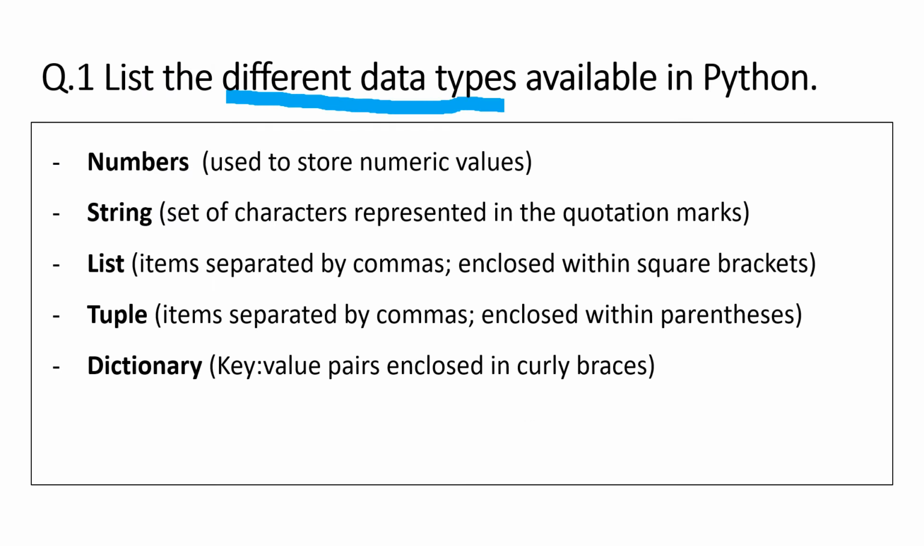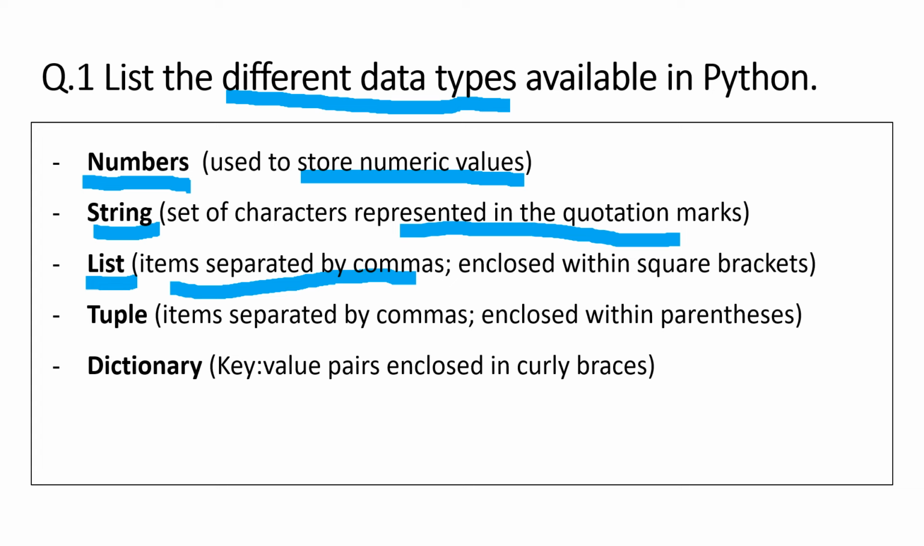Now the third data type is list. A list means items separated by commas, which are enclosed in square brackets. The fourth data type is tuple. Here the items are separated by commas like a list and enclosed within parentheses.